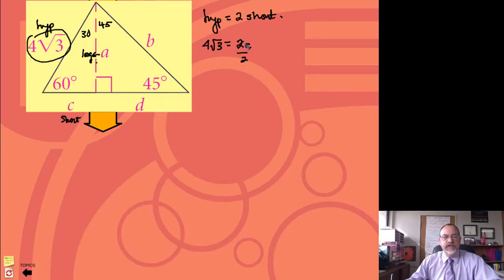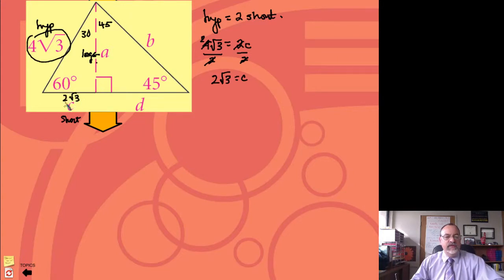So solving for C, I'm going to divide by 2 because that reduces to 1. I'm going to divide this by 2 because the 4 and the 2 are not part of a radical. I can reduce those, since both are divisible by 2. So the letter C is equal to 2 times the square root of 3. So this length here is 2 times the square root of 3.